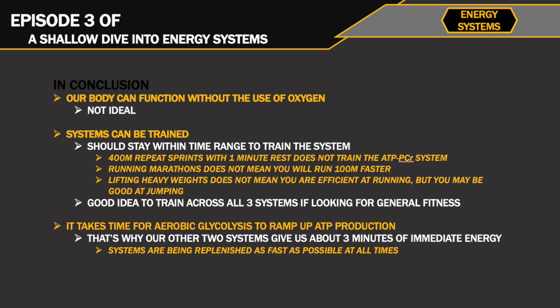Now, if you're just looking for some general fitness, it's a good idea to train across all 3 systems. Finally, it takes time for aerobic glycolysis to ramp up ATP production. That's why our 2 systems give us about 3 minutes of immediate energy. And most importantly, we need to remember that these systems actually never turn off and they're always working.